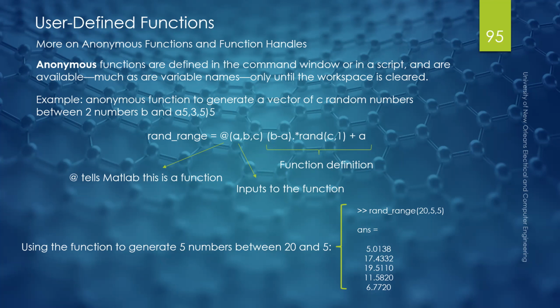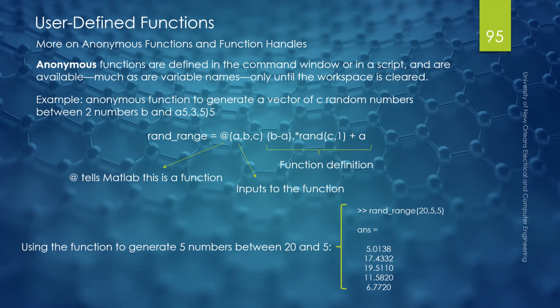So again, if you remember, this @ symbol tells MATLAB that this is a function, okay? And followed by that are the inputs to the function. And remember, I'm going to fix this in the final slide, and I'm going to put the parentheses in there, right? Because what we want to do here is just pay attention to the endpoints that are A and B, and the number of random numbers that we want to generate, which are given by the variable C.